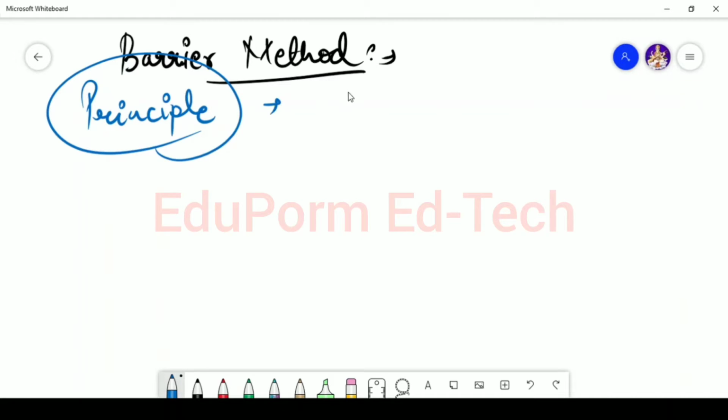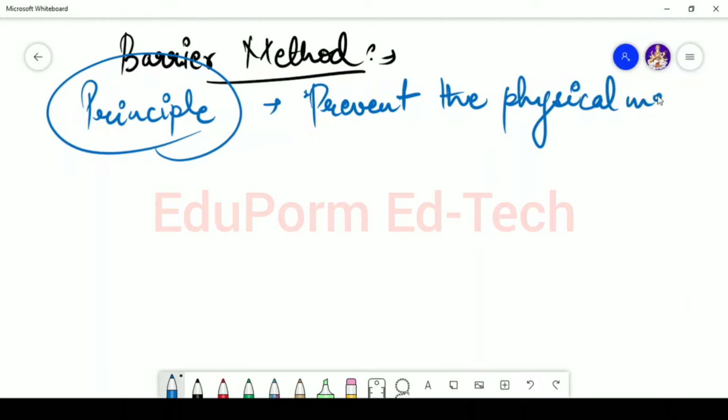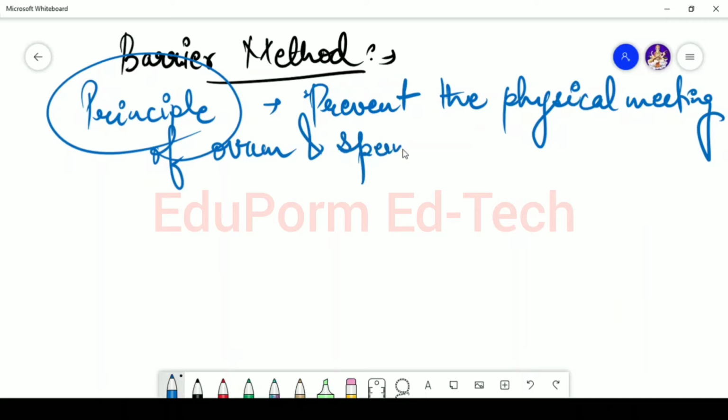Okay, here what happens? The main principle is to avoid the meeting, or you can say to prevent the physical meeting of ovum and sperms, okay, to prevent the physical meeting of ovum and sperms.